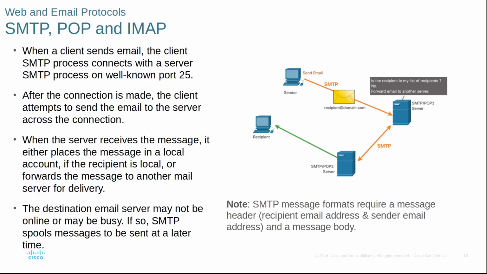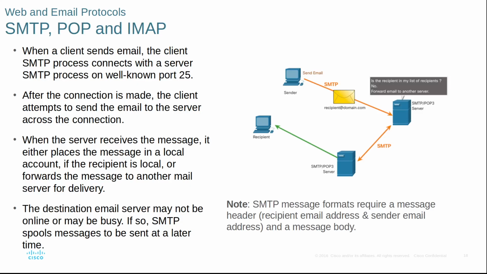When a client sends email, the client SMTP process connects to the server on port 25. And after that connection is made, the client attempts to send the email to the server over the connection. When the server receives the message, it places it in a local account if the recipient's local, or it forwards it to another mail server for delivery. The destination mail server might not be online, it might be busy, so if that's the case, it will spool the message to be sent later.